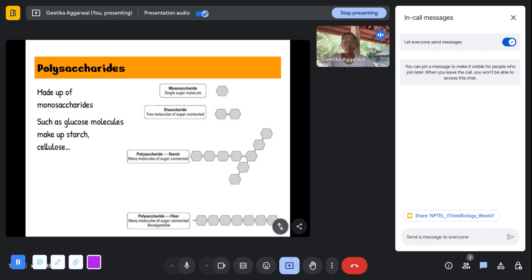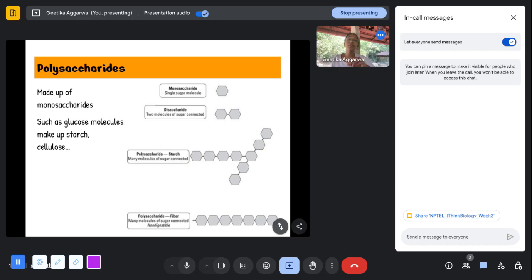Moving on to the last type of biomolecules that we'll be discussing, which are polysaccharides. Polysaccharides, as I already mentioned, are made up of monosaccharides. As you can see in this image, a monosaccharide is a single sugar molecule, and when two of these connect, they form a disaccharide. A polysaccharide is basically made up of multiple sugar molecules. Here we have an example where glucose molecules come together to make up starch or cellulose. It can make up both of these molecules. It just depends on how these molecules pair together.